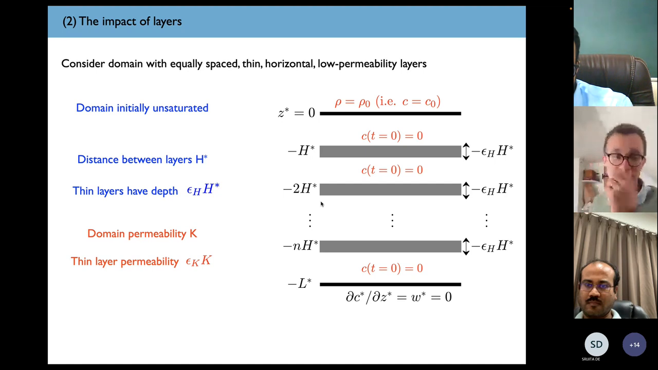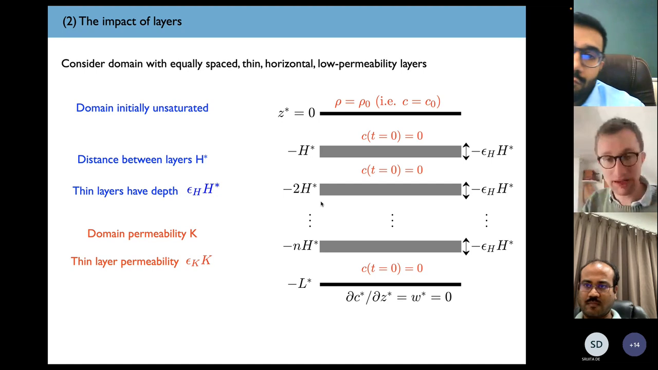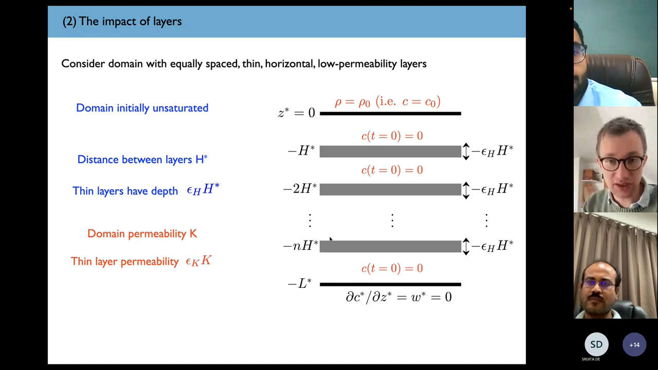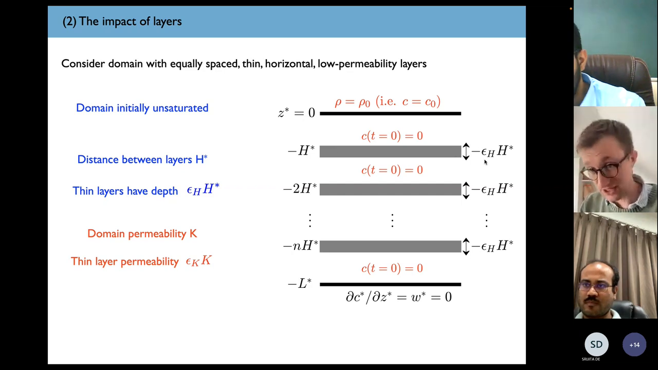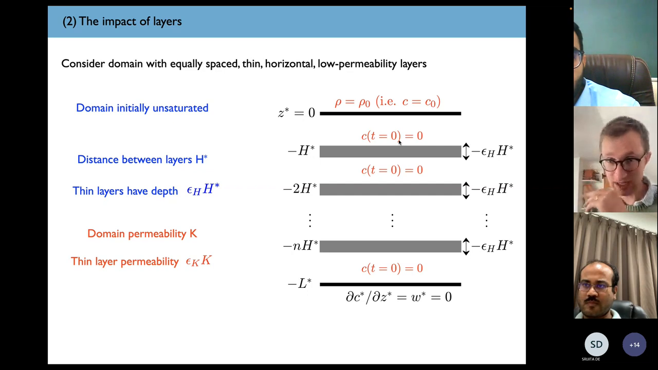Okay, that's my whistle-stop overview of the homogeneous situation. For the purposes of what I want to talk about here, the question is what happens if there are layers. Suppose you have this medium, which I'm showing here, where instead of being uniform, it has some depth. I'm now calling this L star, but there's a uniform sequence of layers. Every H star, which is just some other length, there is a thin layer of some depth epsilon H times H star. There's going to be a series of these layers, N of them. So little n is the number of layers that fit into the domain, and they all have the same spacing H star. But otherwise, the problem is exactly as before.